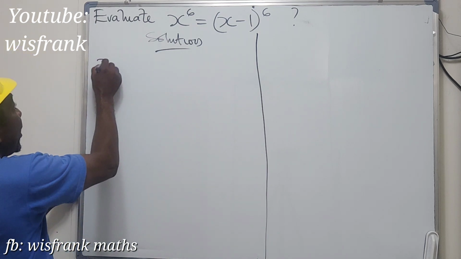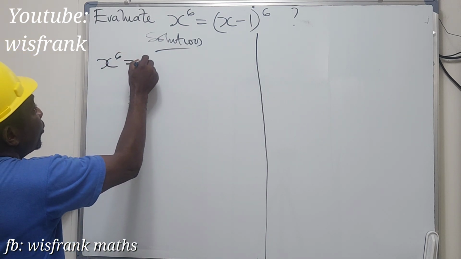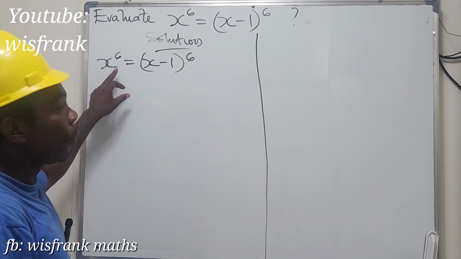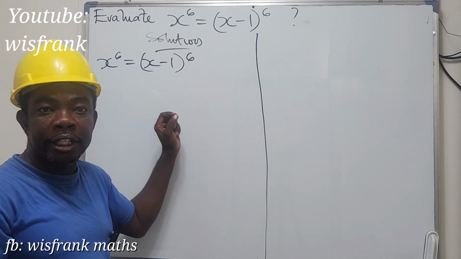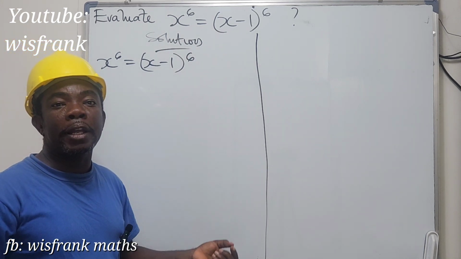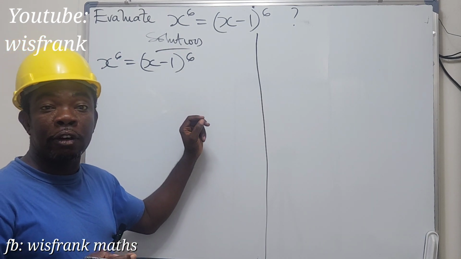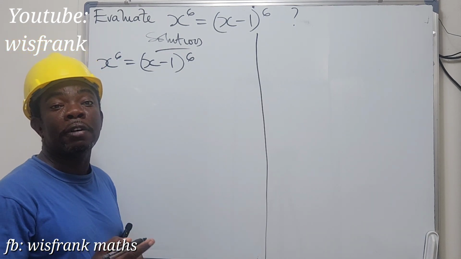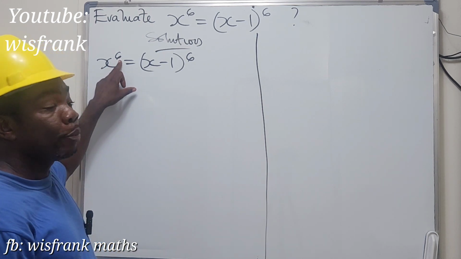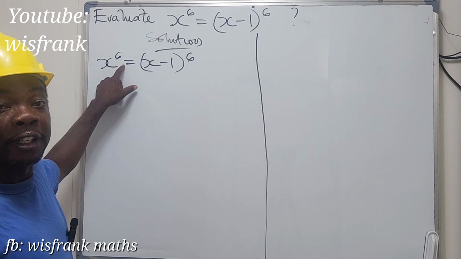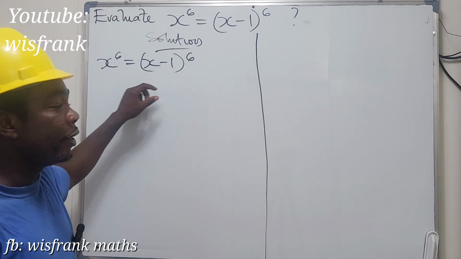So we are given x to the power of 6 equals x minus 1 all to the power of 6. This is an exponential equation and we are here to find the value of x. As we said, it is going to be more than one value of x because the exponent here is more than 2. So we have the power of 6 as the exponent of this value.